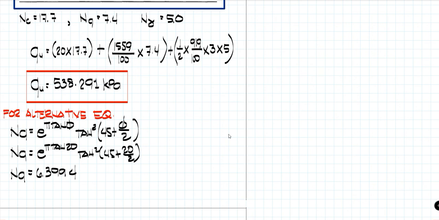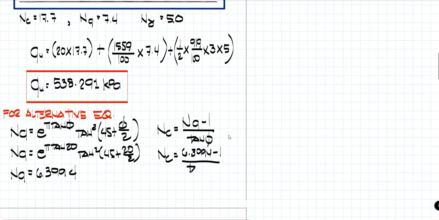Next, yung NC naman natin, our NC will be equivalent to NQ minus 1 over the tangent of phi. So, that will be NC is equal to yung NQ natin, which is 6.3994 minus 1 divided by tangent of 20. So, our NC now, coming from this alternative equation, will be 14.8347. So, unitless siya. So, that are factors.